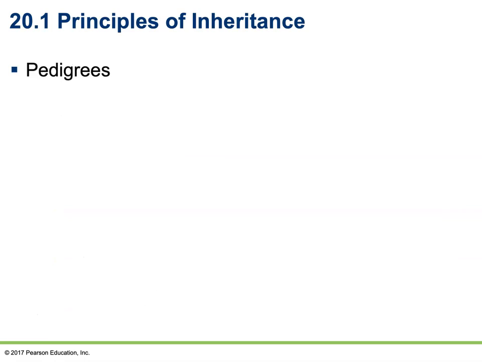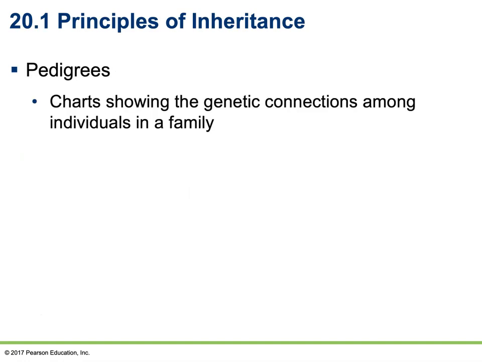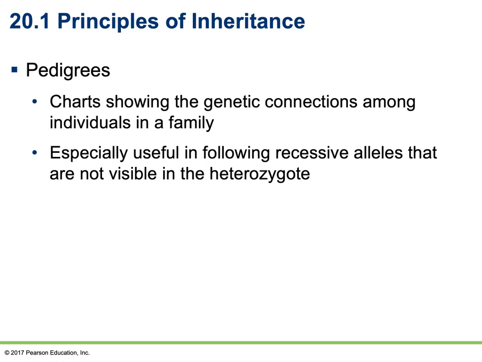We're going to look at some of the tools that can help us track genetic traits, which would be pedigrees. A pedigree is a chart that shows genetic connections among individuals in a family. This is especially useful in following recessive alleles that are not visible in the heterozygote. So even if we lose sight of them physically, we can still track them.